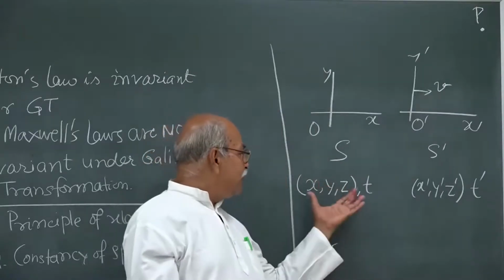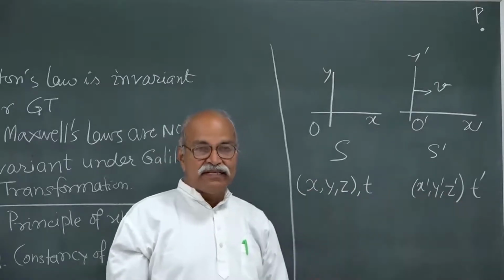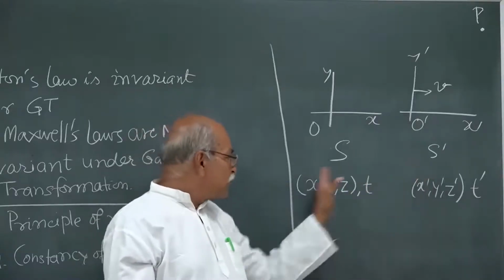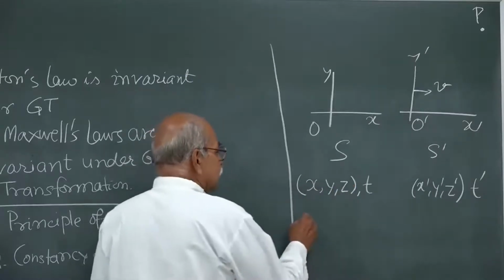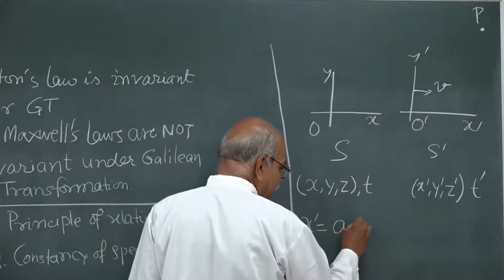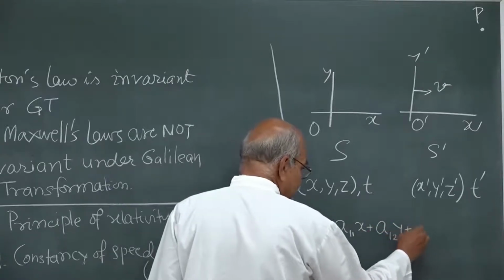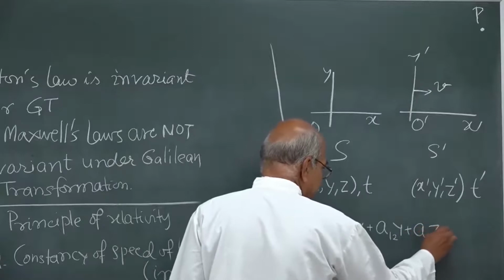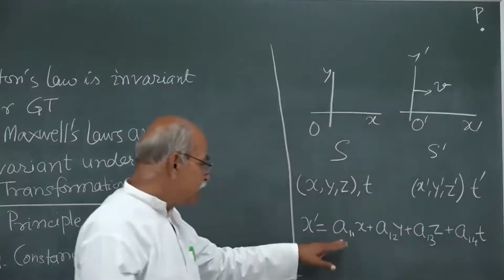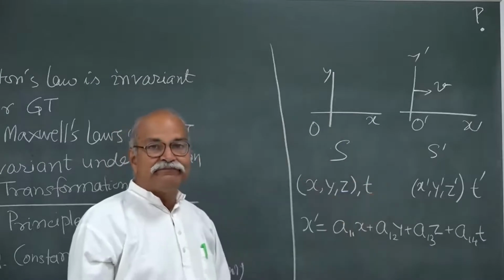So, we have to connect these two sets of coordinates, that is the transformation equations. Now, first thing is, if I try to write the expression of x prime in terms of x, y, z, t, I can write it as some constant times x, some constant times y, some constant times z, and some constant times t. And similarly for y prime, for z prime, and for t prime.